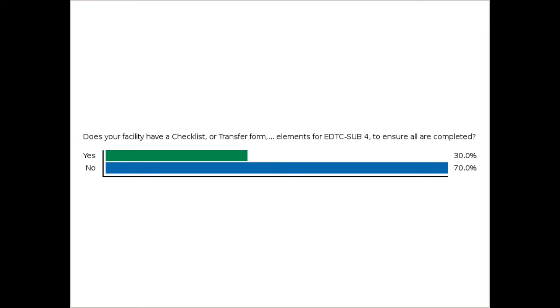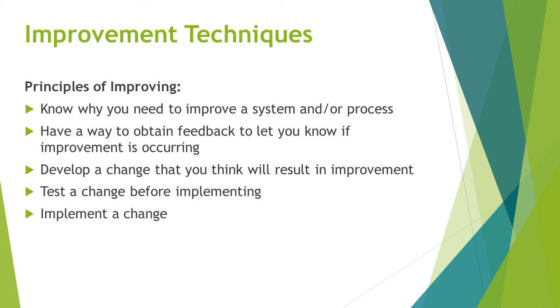So let's just move on real fast. I'm loving these polling questions. You guys are awesome at participating in them, so thank you. This is very, very helpful information for us.